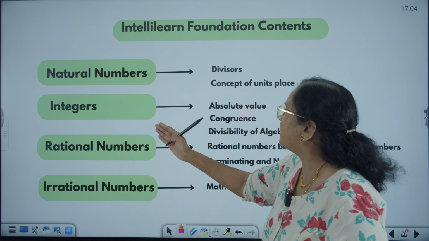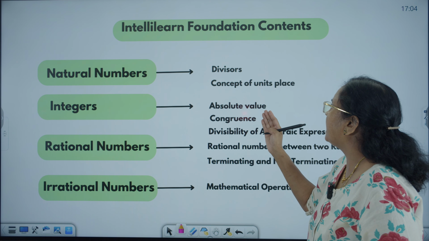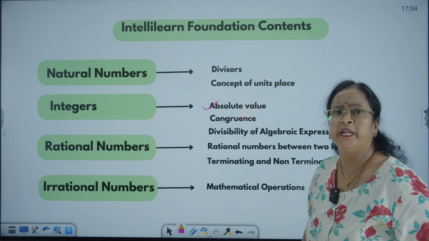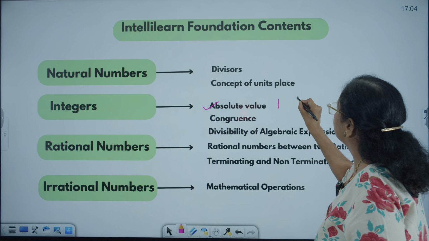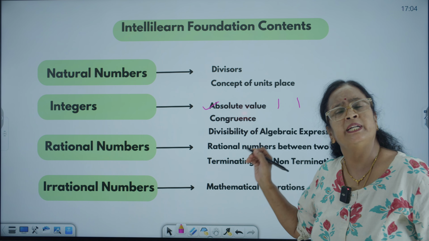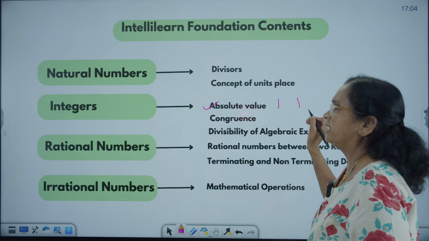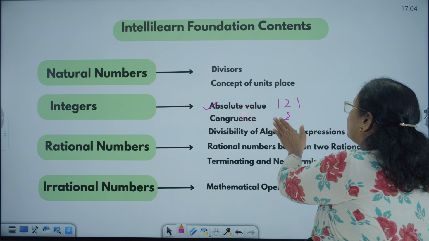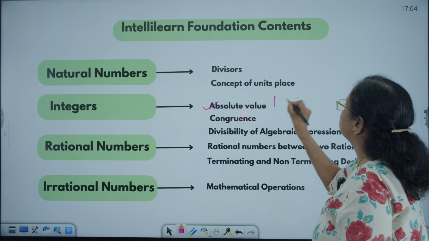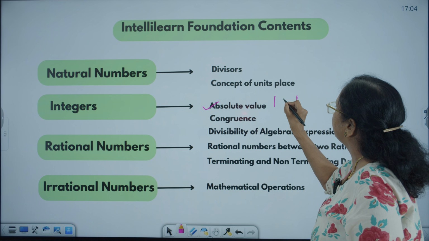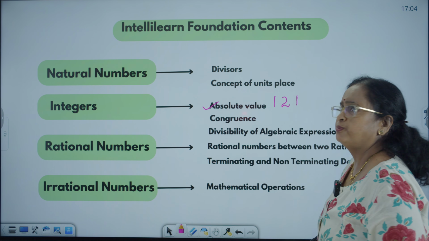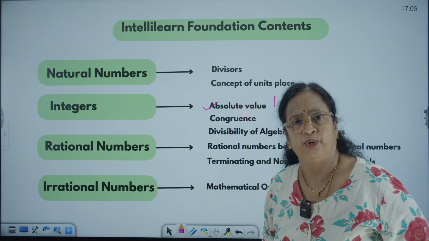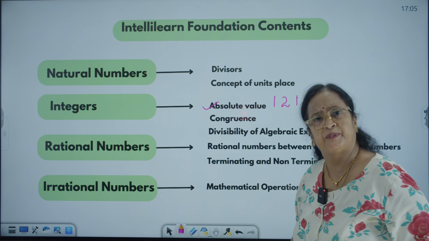Alright. Now, integers. In integers we have absolute value. Yes, absolute value means we call it mod. And we write it like this, a number inside it. Alright. So, a number inside it, that means the absolute value is written like this, 2. So, we call it absolute value of 2. So, this comes under absolute value.